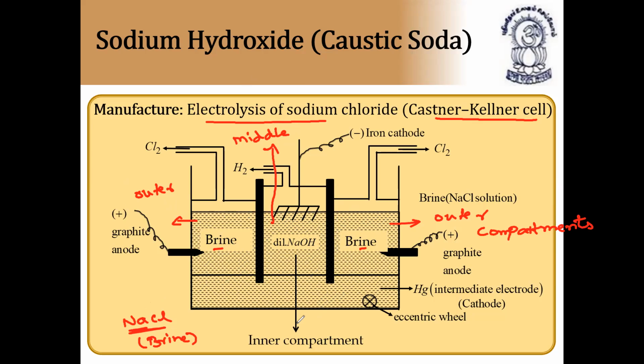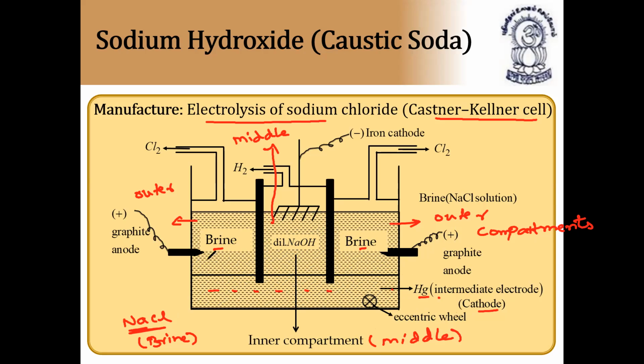This is called the inner compartment or the middle compartment. At the base, mercury is kept, which acts as the intermediate electrode, the cathode. Mercury will combine with sodium and form sodium amalgam. The outer compartments are kept with brine solution, and the central compartment, that is the middle compartment, is kept with dilute sodium hydroxide solution.